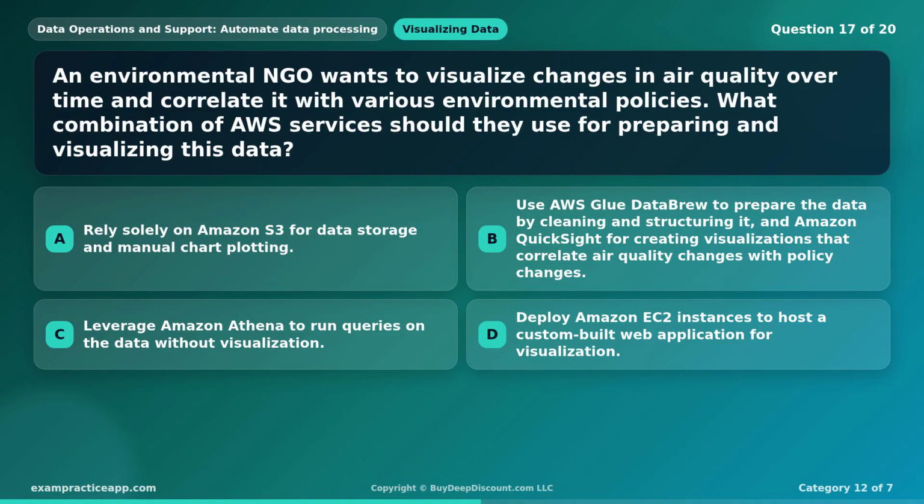The correct answer is option B, use AWS Glue DataBrew to prepare the data by cleaning and structuring it, and Amazon QuickSight for creating visualizations that correlate air quality changes with policy changes. Explanation. The environmental NGO should use AWS Glue DataBrew to clean and organize air quality data efficiently. After preparing the data, they can utilize Amazon QuickSight to create compelling visualizations that effectively demonstrate the impact of environmental policies on air quality, enabling easy analysis and public dissemination.